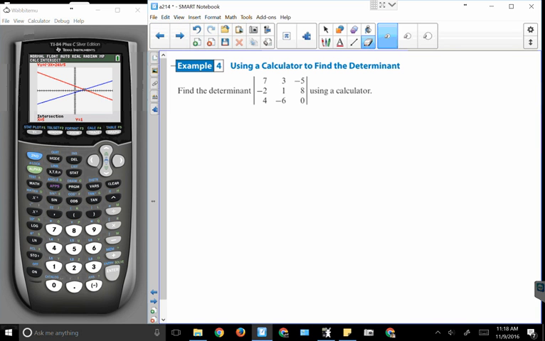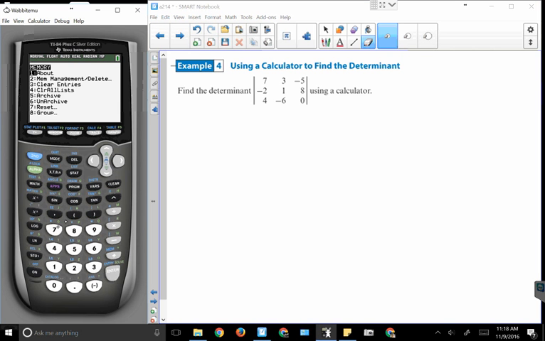As always, what do we got to do when we get the graphing calculator? We're going to start using it. Reset it. So make sure that you reset it as second plus 7, 1, 2. And I've got it reset.